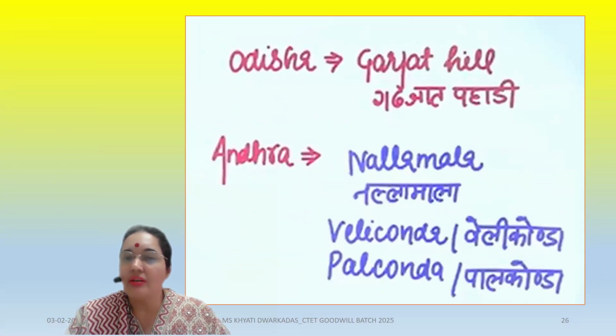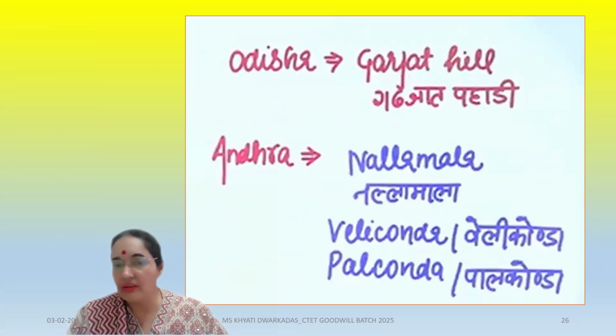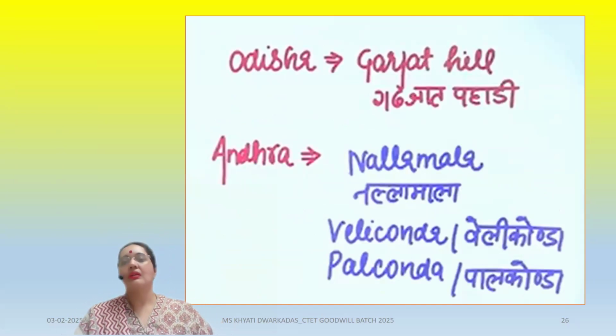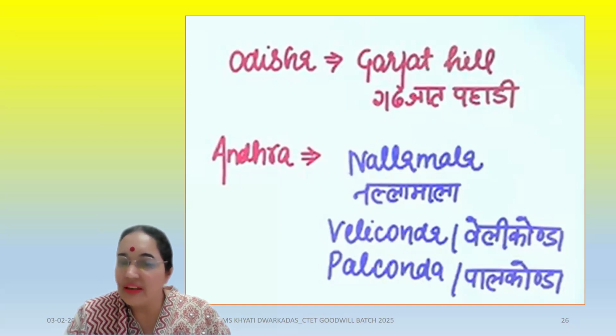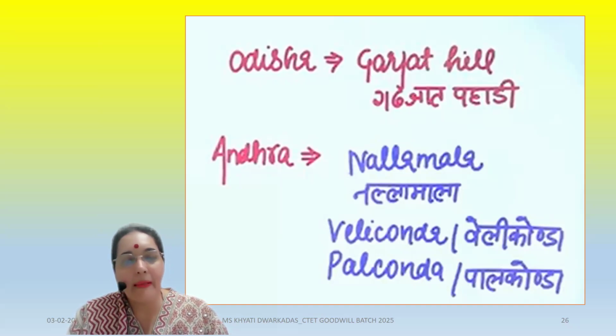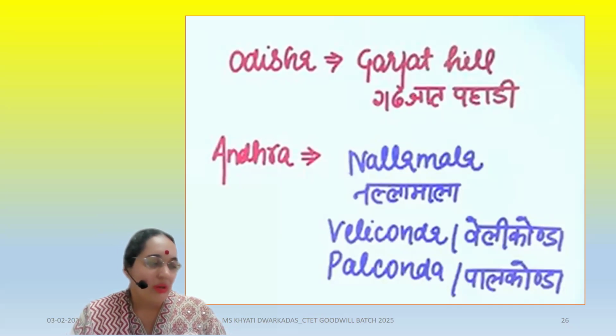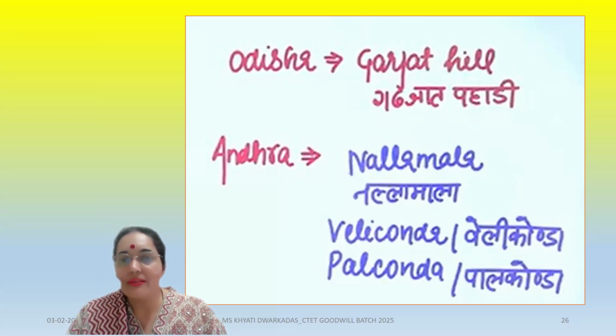So in Odisha, the Eastern Ghats are called Garjat Hills. In Andhra Pradesh, they are called Nalamala Hills. Then they are called Velikonda and they are called Palkonda. Nalamala Range, Velikonda and Palkonda. So these are different names by which the Eastern Ghats are called in different states.